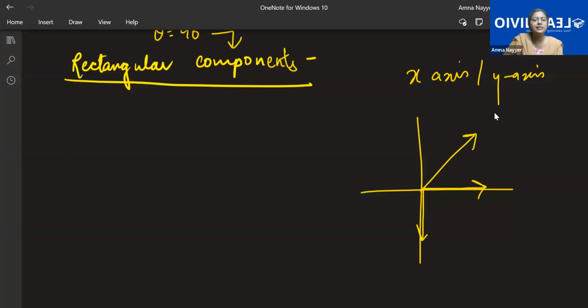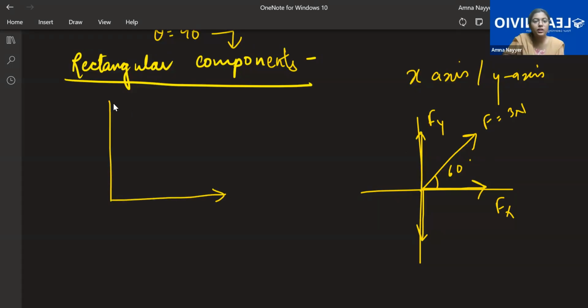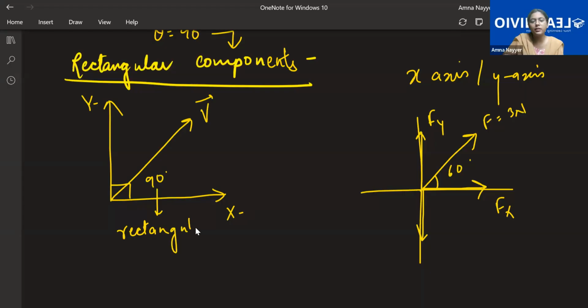But if I get a vector like this, let's say a force of 3 Newton at an angle of 60 degrees, in the plane, we need to resolve it and take out its x component on this side and its y component. That's why we require this. And as soon as the angle between both the components, the x component and the y component, becomes 90 degrees, with this being our main vector V, we use the term rectangular components.